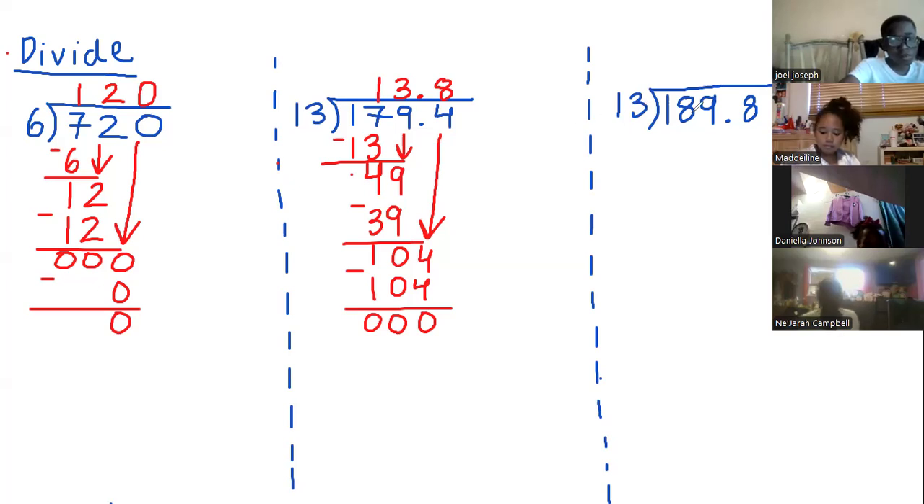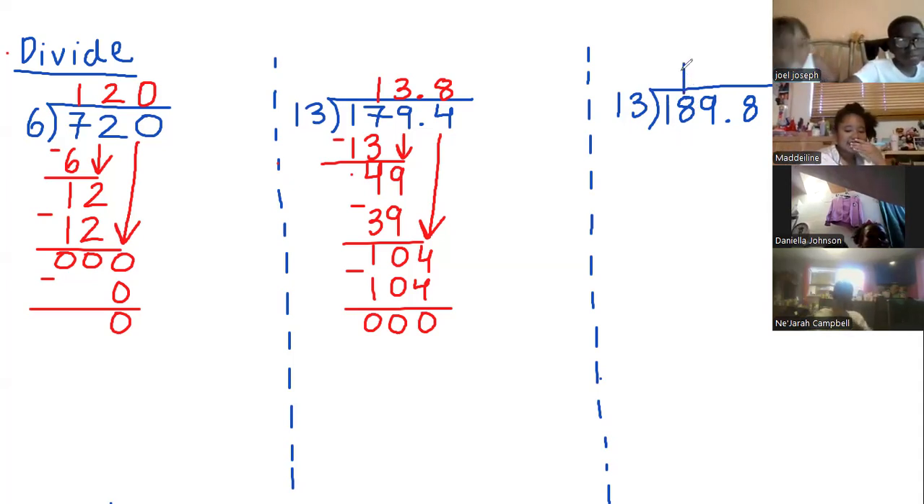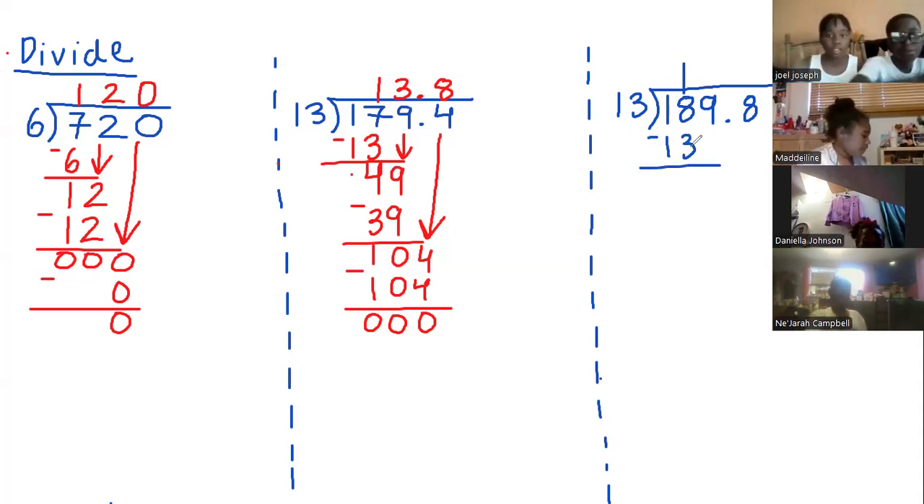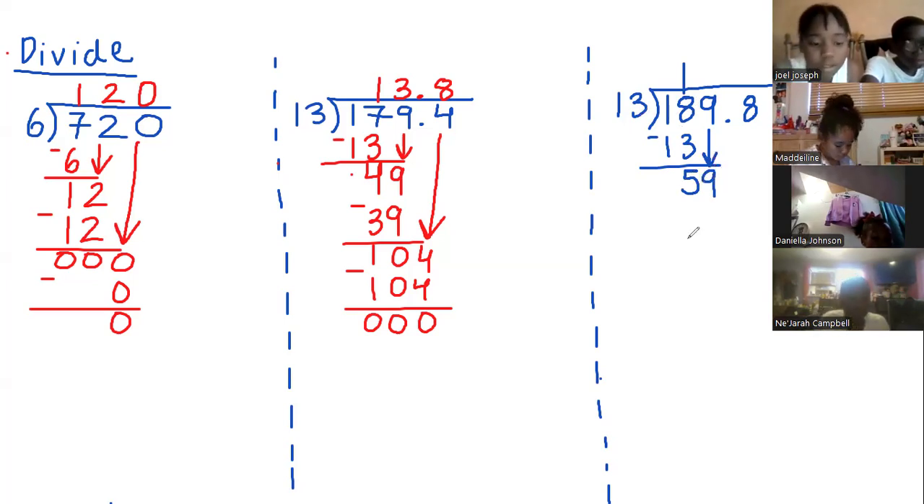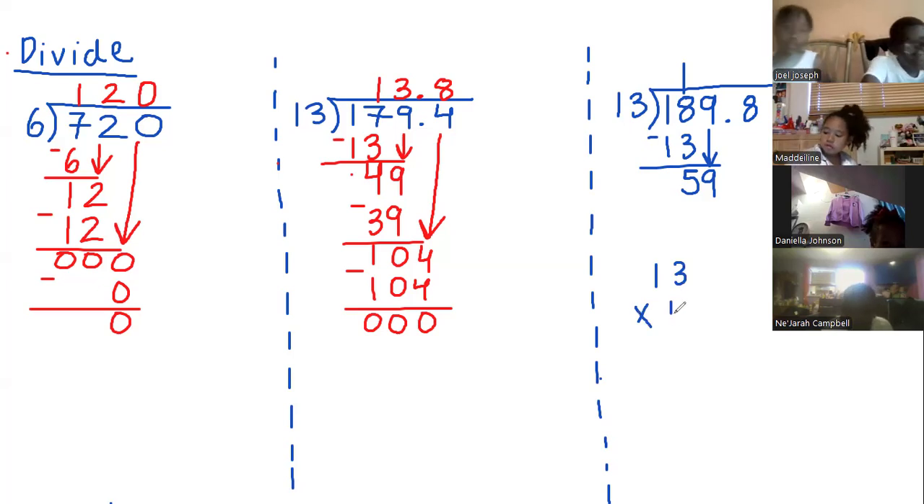How many times does 13 go into 18? Once. Very good. 13 times 1 is what? 13. So we put the 13 down. Then we subtract. 8 minus 3 is what? 5. 1 minus 1 is 0. Bring down the 9. How many times does 13 go into 59? 4 times. What is 13 times 4? Do you remember we did it? 13 times 4 was what? 52. Yes, that's true.